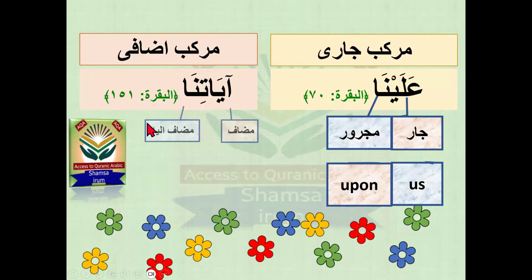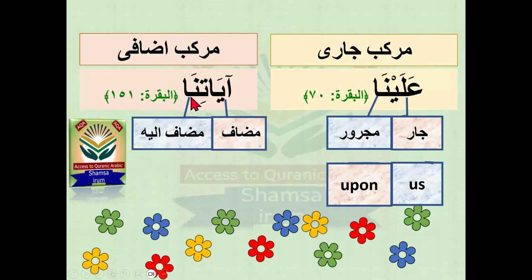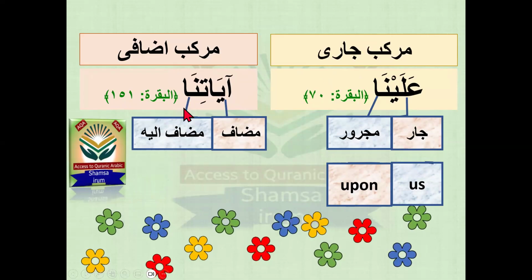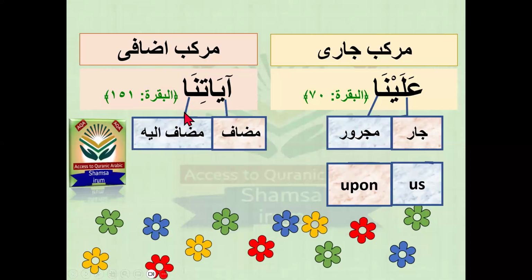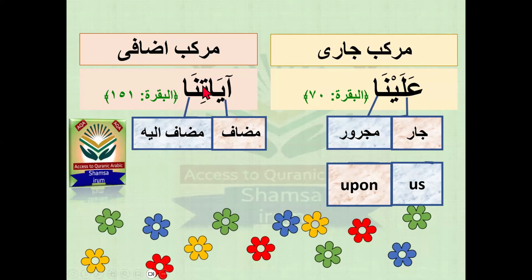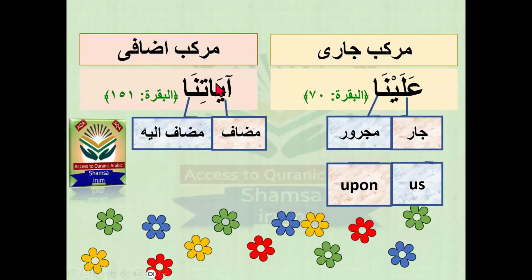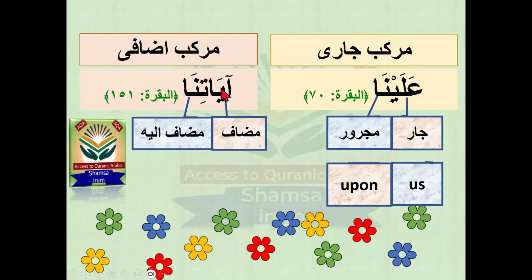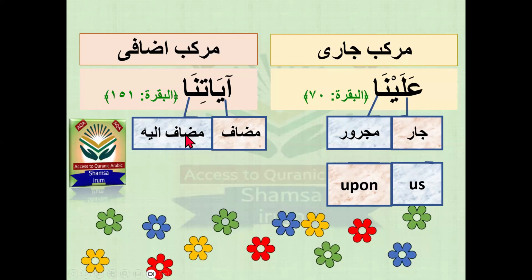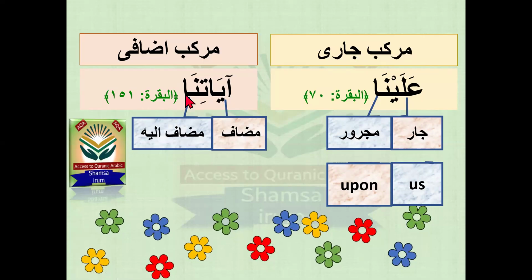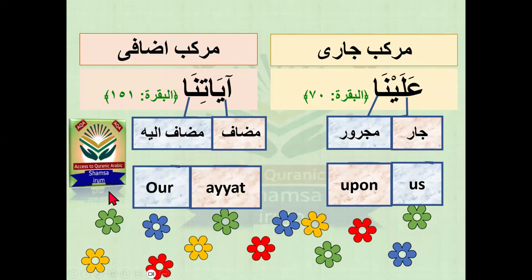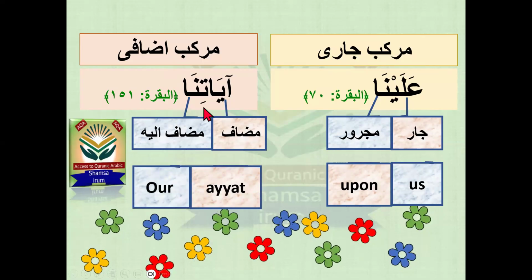Ayatina. Here is mudaf and mudaf ilayh. This is also na damir, and this na damir is also majroor, but the reason is different. The reason for its being majroor is that it is mudaf ilayh and the word before it is a noun. It's attached with a noun, and that attached noun is a mudaf. Because a noun attached with a pronoun will always be mudaf and mudaf ilayh. It means murakkab izafi. So the meaning is our ayat, our signs. You can say also the signs.